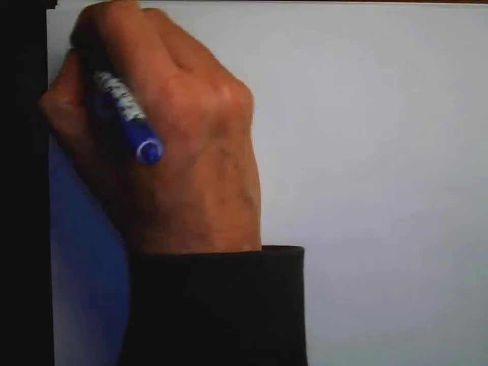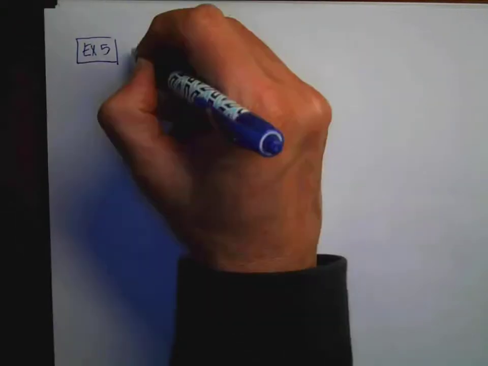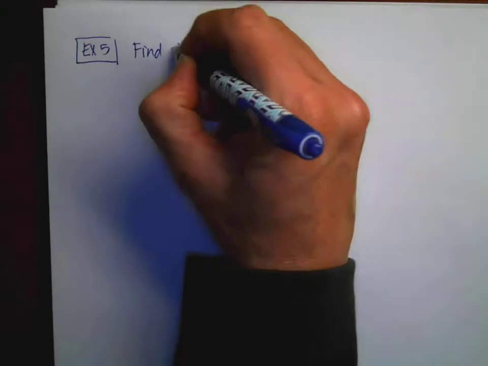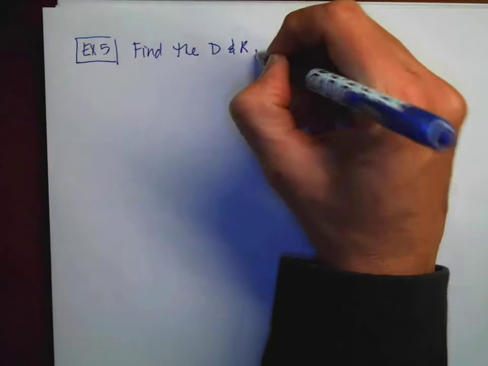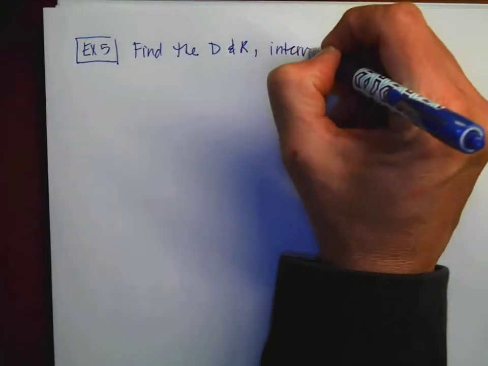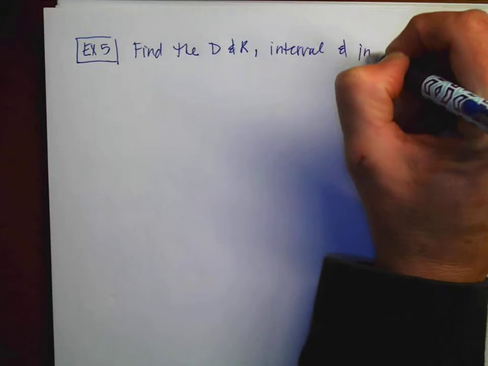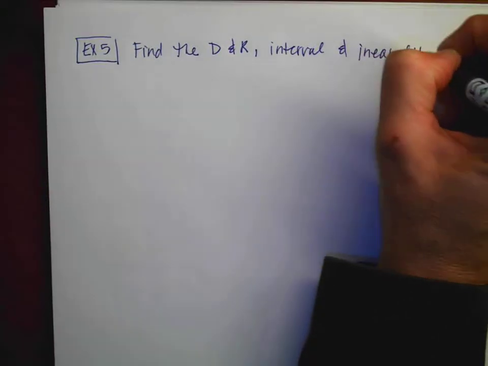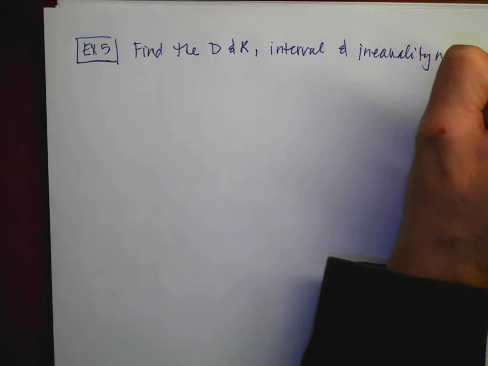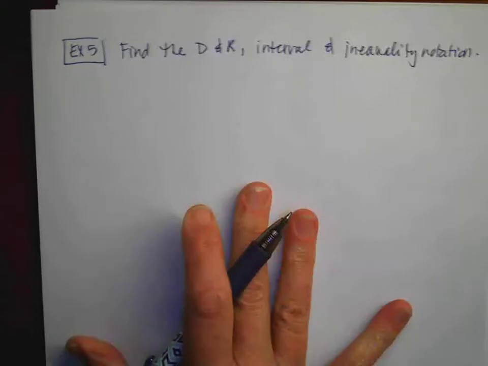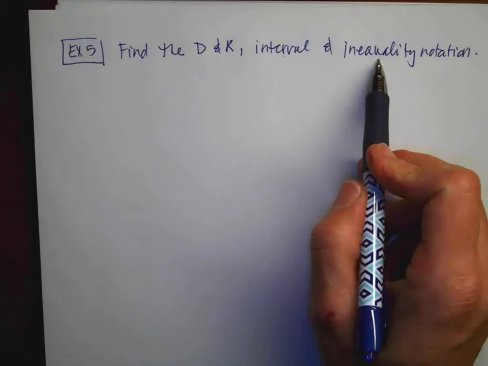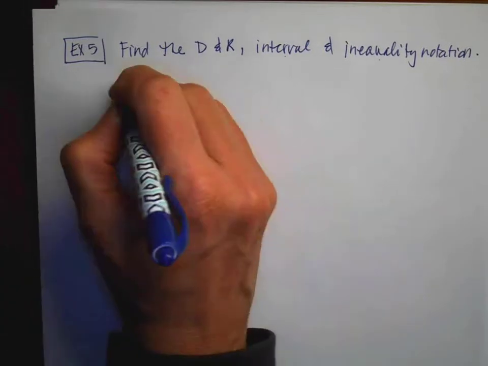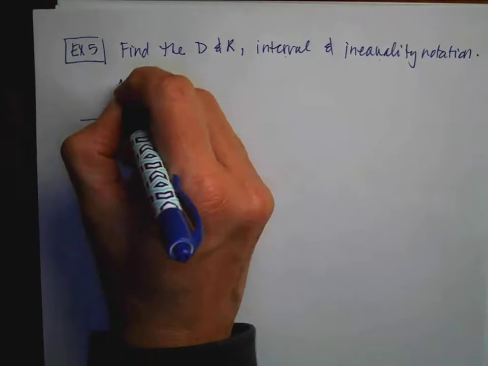Okay? If we do another of these examples, so example number 5, we're going to have a slightly different function, and the problem's going to say the same thing. Find the domain and range, and we're going to do interval and inequality notation. So it's nice to be able to have multiple ways of approaching the same problem, because sometimes books will ask us to do this, sometimes they will ask us to do this, and now we have all our bases covered.